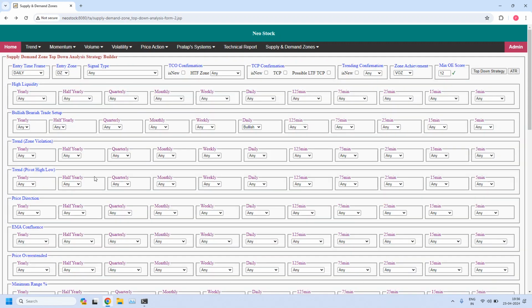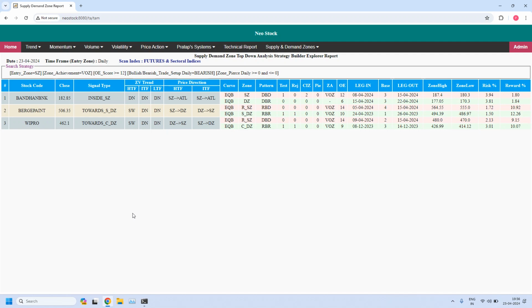Now let us generate bearish trade setup for monthly income trade. So monthly income trade entry time frame is daily, but bearish trade setup entry zone should be supply zone. That is our entry zone. And in the bullish or bearish trade setup parameter in daily time frame, this time I am selecting bearish. Remaining filters are same as what we set earlier. Now let us filter the stocks. So these three stocks are filtered. They are supporting bearish trade setup for monthly income trade.